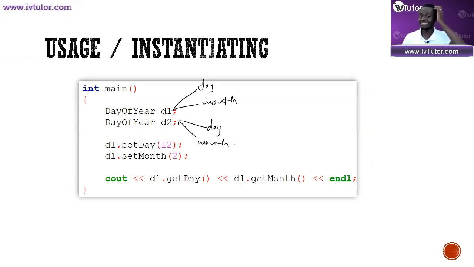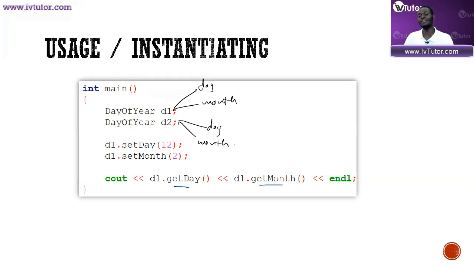But we cannot access the day and month of this object here because these are private. So when you get to usage, or when you start making objects, this is where you need to be mindful of the fact that I cannot say d1.day or d1.month because that is private. If I want the day and month when using your class, you have to use your functions. And that is why we created these accessor functions.